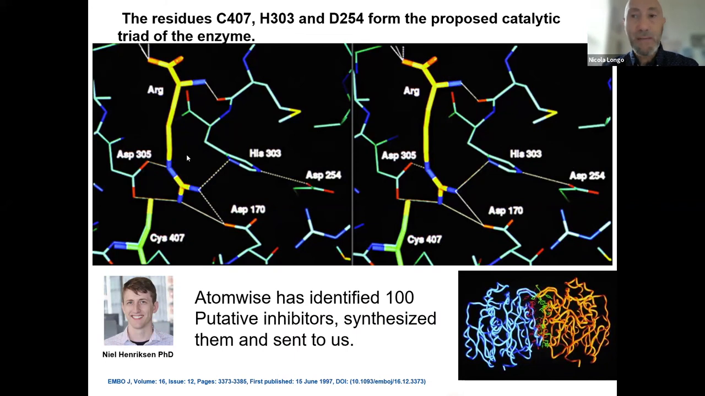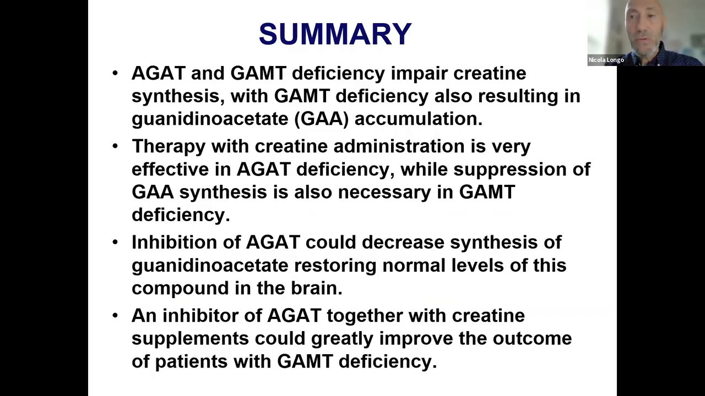Now that we have a system that is finally working and amenable to high throughput assay, we are going to move on. I have to say that this past year has been very hard for us to find personnel to work, and that has slowed down the progress of this project a little bit. But at the same time, we have finally been able to improve the assay and make it amenable to high throughput screening. So in summary, GAMT deficiency impairs creatine synthesis and results in the accumulation of guanidinoacetate.